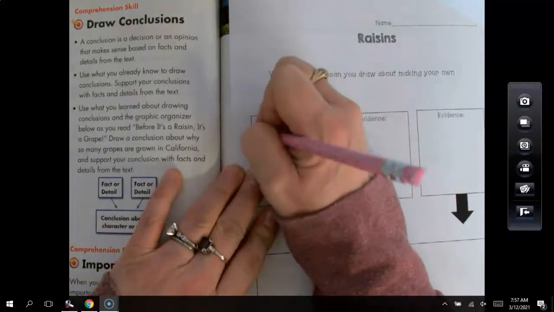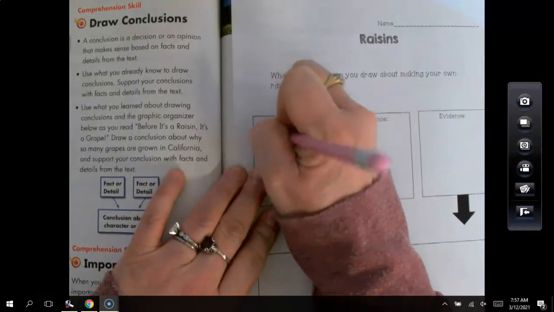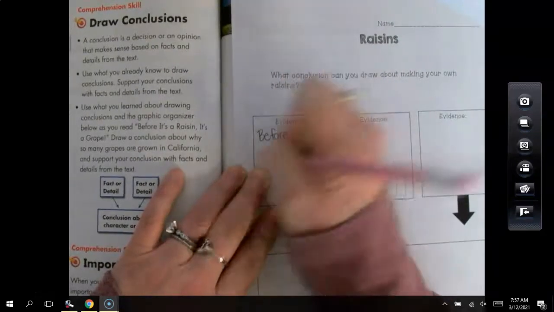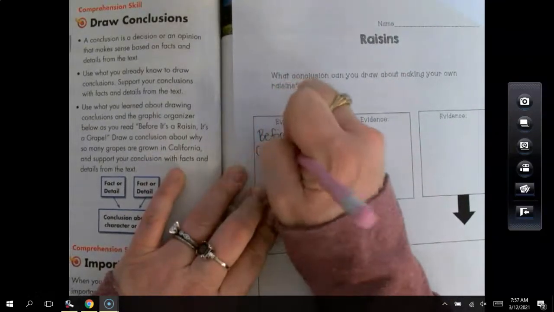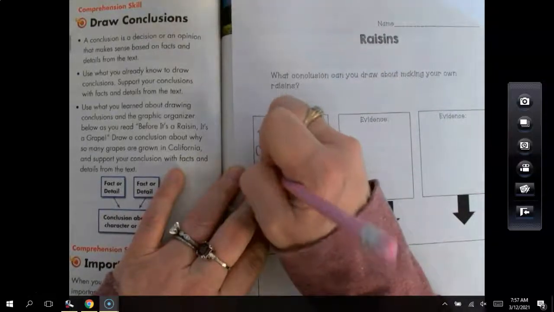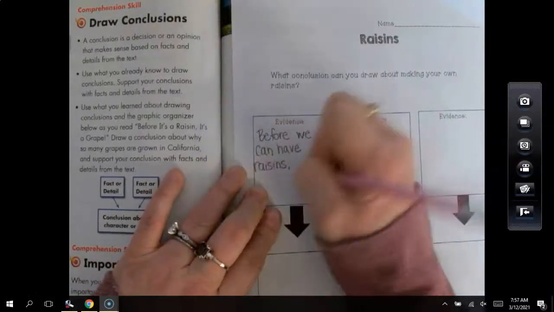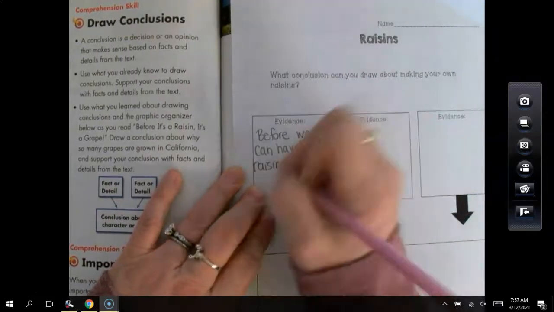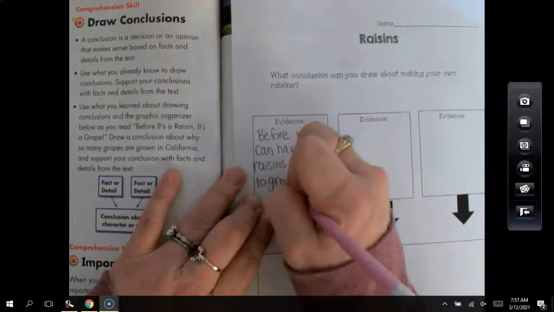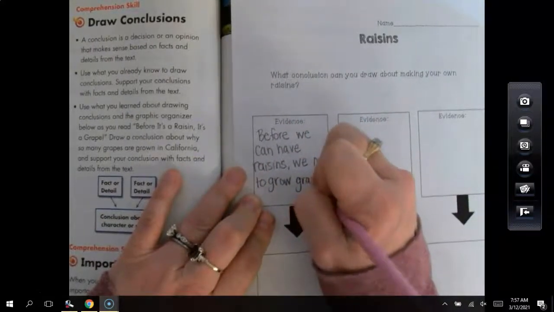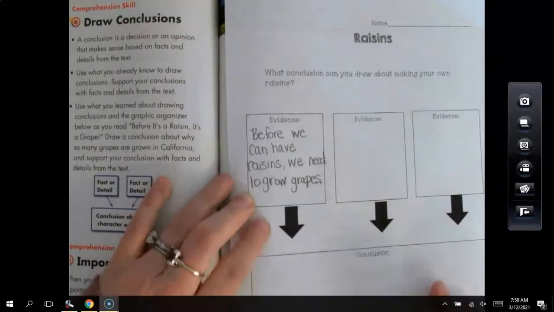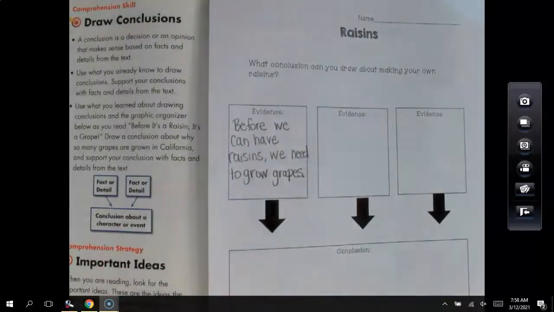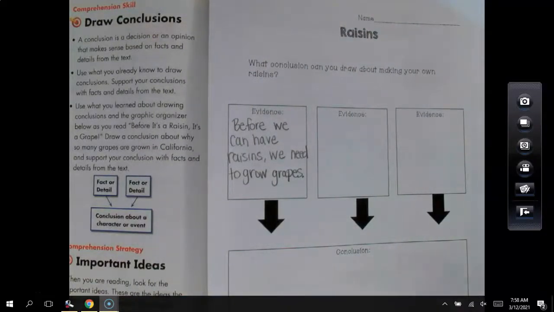Before we can have raisins, we need to grow grapes. So go ahead and write that in that first box. Before we can have raisins, we need to grow grapes.